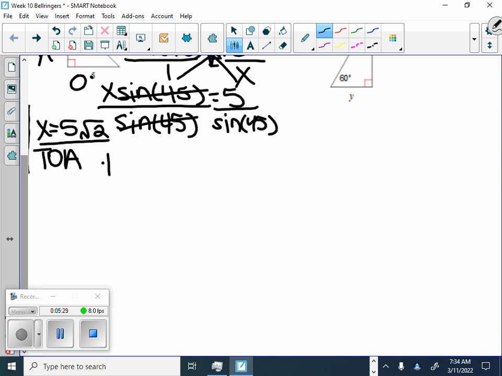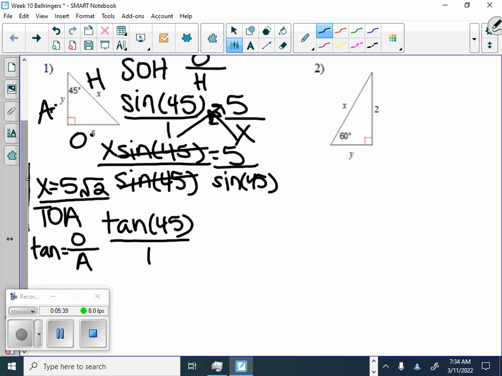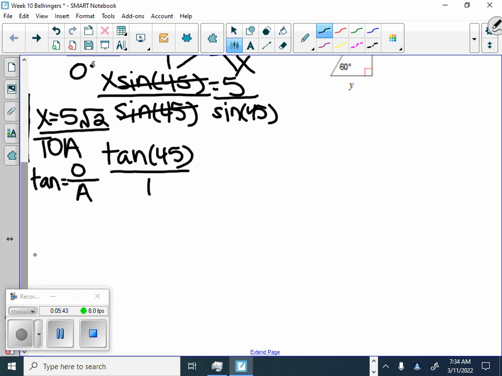Okay, so tangent of my angle over 1. This is saying that tangent is opposite over adjacent. So which one did I mark as opposite? 5. And my adjacent was my y.